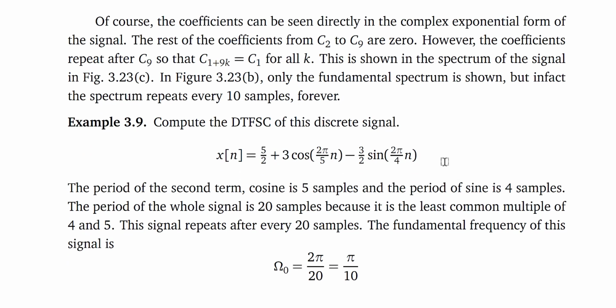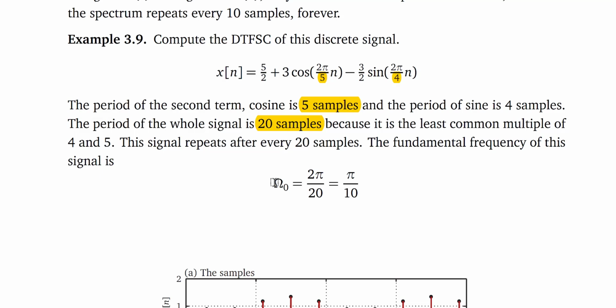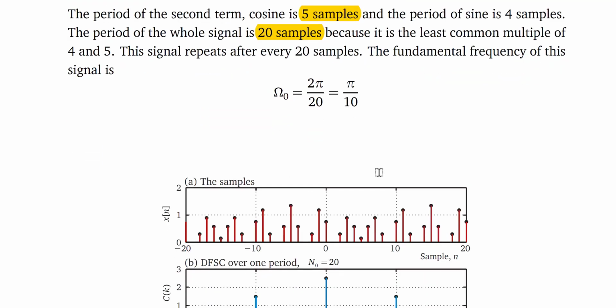Now what we have is a cosine, which has a period of 5 samples. This sine has 4 samples. So for this composite, the whole signal repeats with 20 samples, because that is the least common multiple of 4 and 5. So this signal repeats every 20 samples, and hence the fundamental frequency of this signal is 2 pi over 20, or pi over 10.